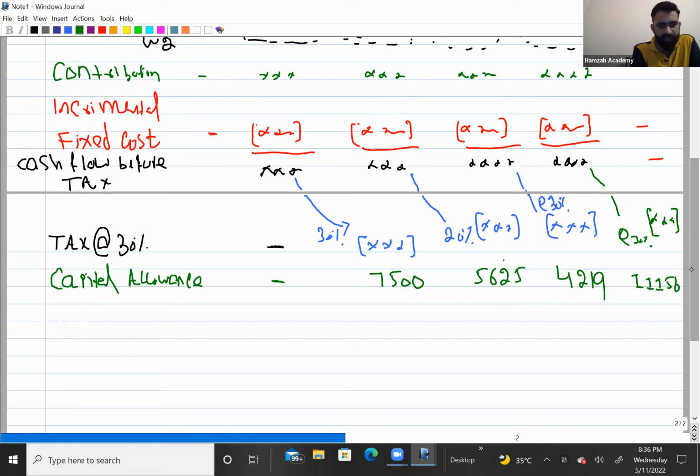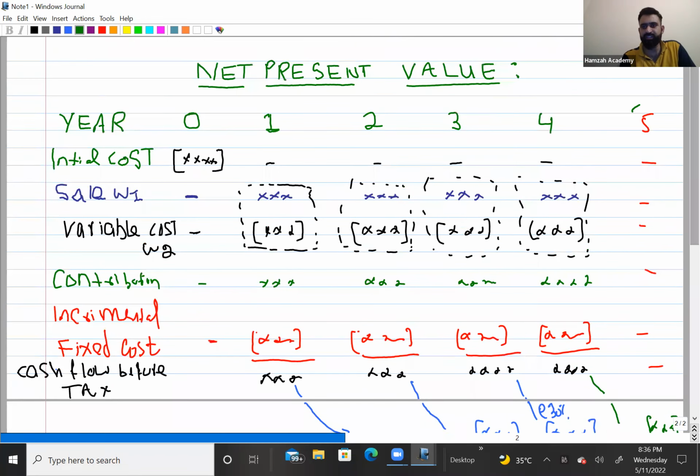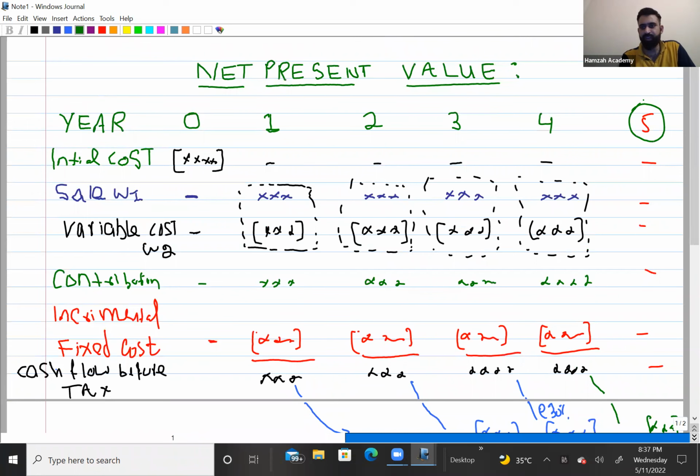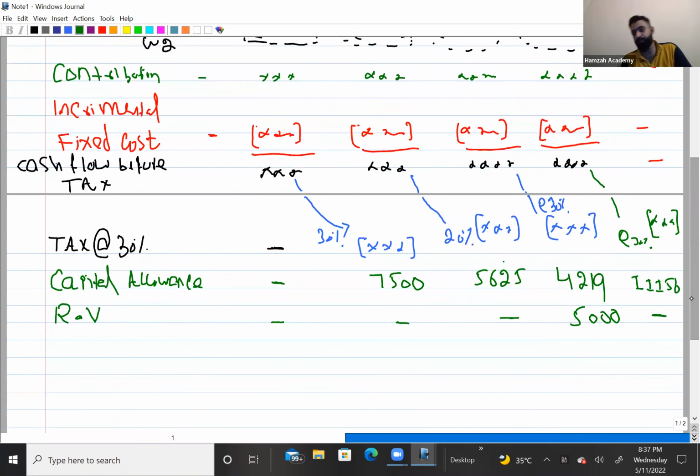Then we will take the residual value, scrap value, and that scrap value will be taken as inflow in the final year of the project, which is year 4. Year 5 is not the final year of the project. Year 5 is just for tax purposes. The final year of the project is year 4. So the residual value will be taken as inflow in year 4.